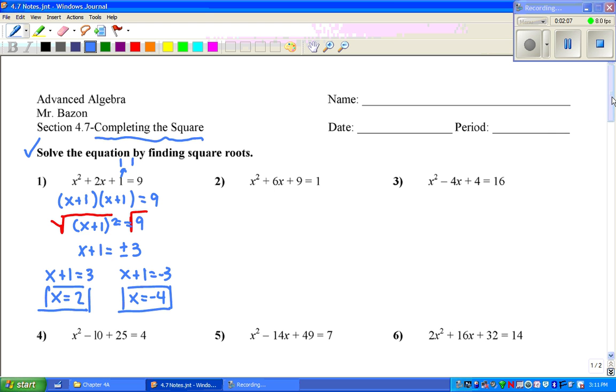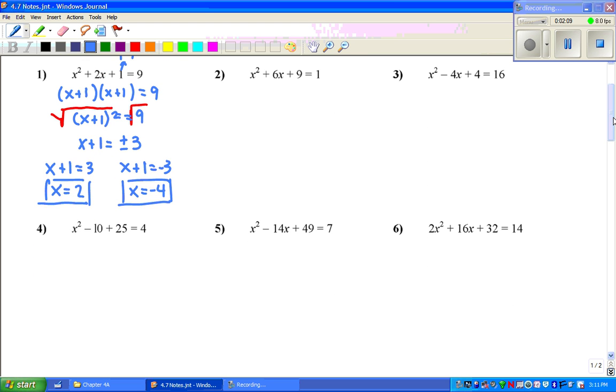Another example I wanted to take a look at is number 5 right here. You'll notice that this is a perfect square trinomial. The square root of 49 is 7, so you have 7 times 7. Now, if we wanted to get negative 14 in the middle, I'm going to have to do negative 7 and negative 7. So this one can be broken down into x minus 7 squared is equal to 7. Since we have a binomial squared, I'm going to take the square root of both sides. I'm going to get x minus 7 is equal to plus or minus root 7.